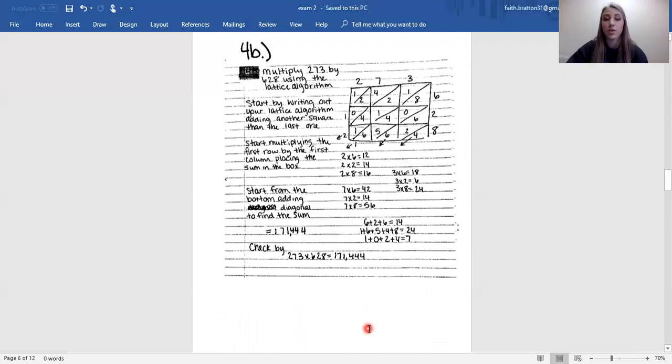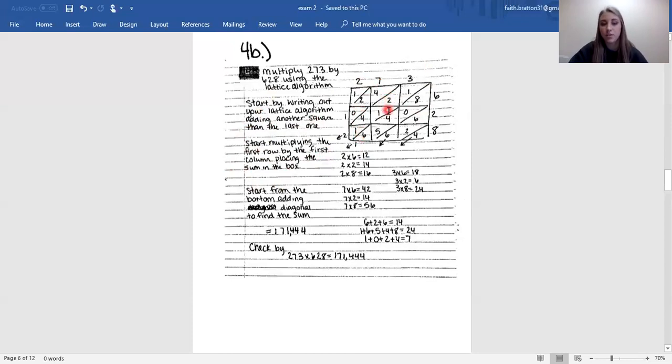Multiply 273 by 628. You just have a bigger number this time, so you add an extra box. Okay, you write out the lattice squares, adding another square, then the last one. Start multiplying the first row by the first column and placing the sum. So 2 times 6 is 12. 2 times 2 is 4. 2 times 8 is 16.